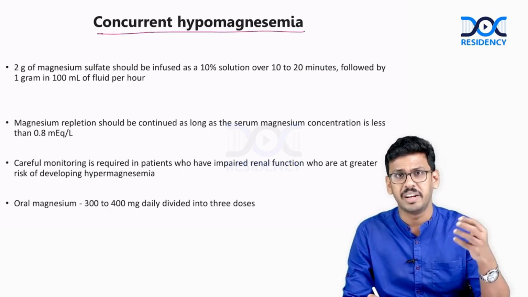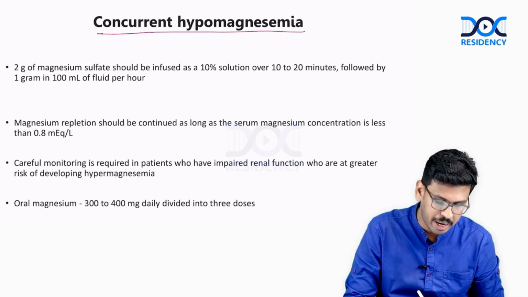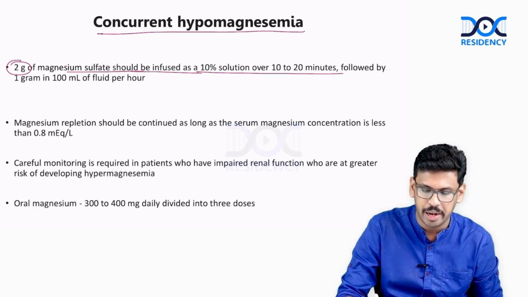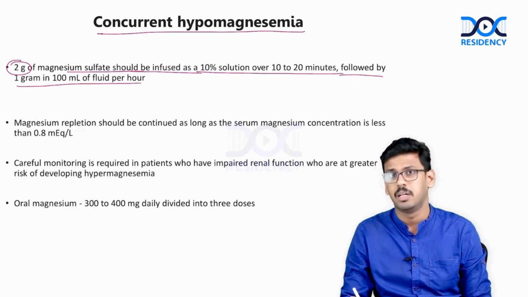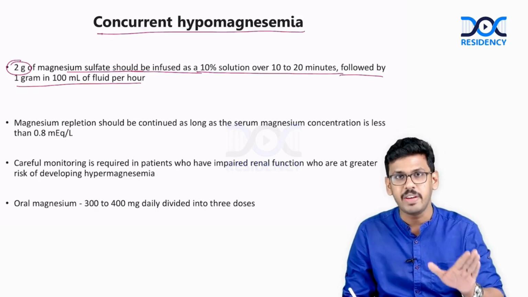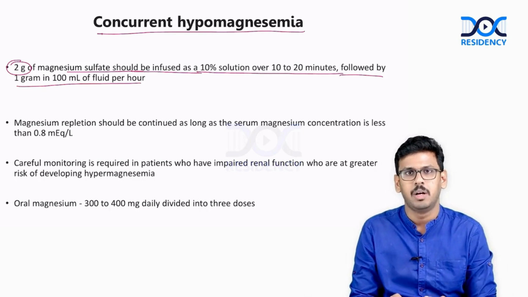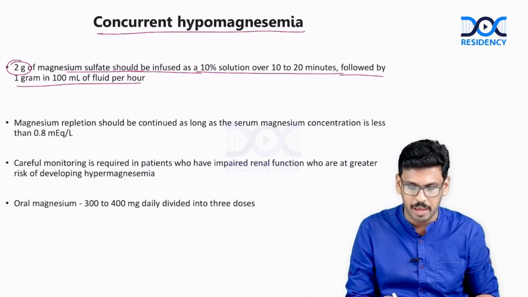If it is very severe, say it is less than 1 milligram per deciliter, you can give an IV dose of 2 grams of magnesium sulfate infused over 10 to 20 minutes, followed by 1 gram in 100 ml of fluid per hour. So that is the typical regime for IV correction of magnesium, which is most often not required for management. It is given only if the patient is suffering from severe hypomagnesemia.